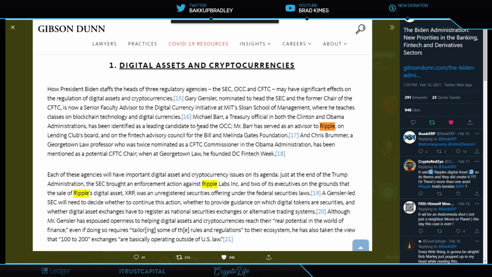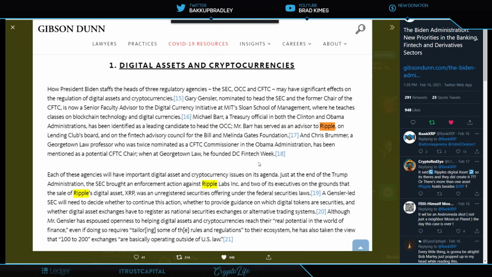We come down here and it talks about Michael Barr, a Treasury official in both the Clinton and Obama administrations, who has been identified as a leading candidate to head the OCC. Mr. Barr has served as an advisor on Ripple, and on Lending Club's board, and the FinTech Advisory Council for the Bill and Melinda Gates Foundation, which also uses Mojaloop, which also uses XRP and Ripple software.